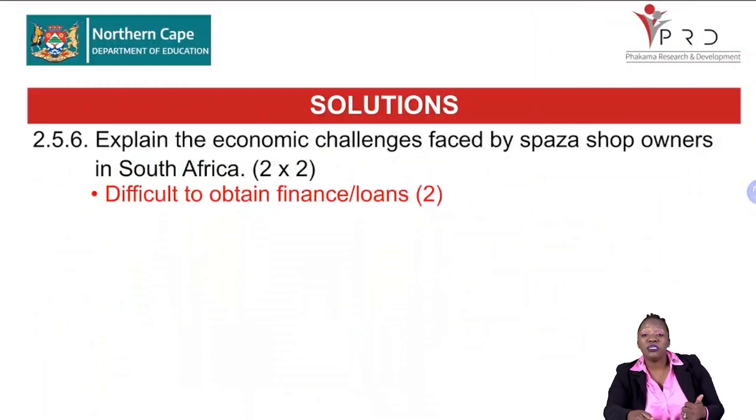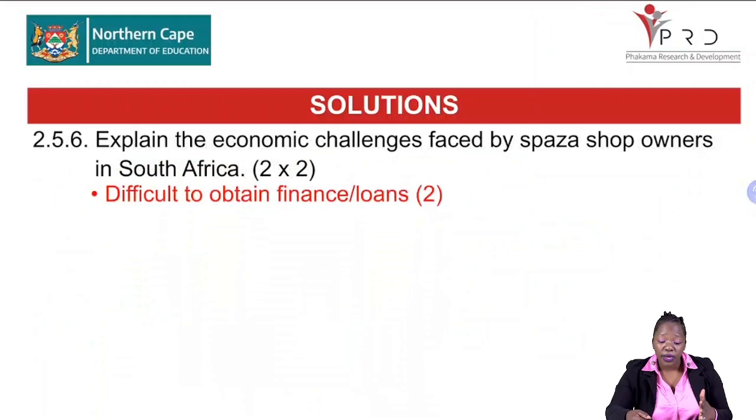So we said their businesses are not registered, so therefore it will be difficult to obtain finance or to get loans, because as soon as they enter the bank, the bank will want the formal written business plan, as well as their bank statement and so forth. Remember, those people are dealing with cash. So they don't even bank their money, so they don't have access to a bank statement. So therefore, they don't have the requirements that are needed for them to get finance or loans.